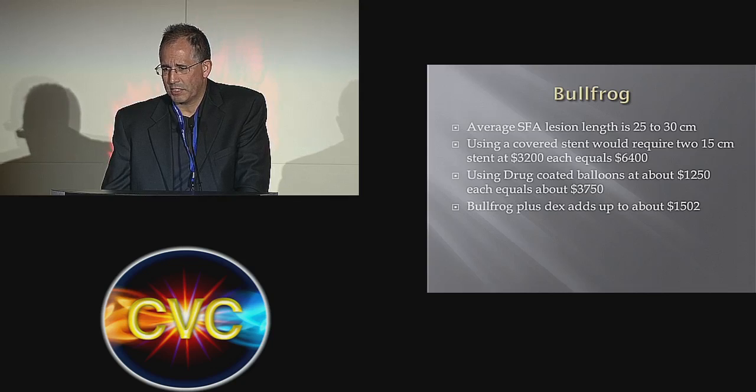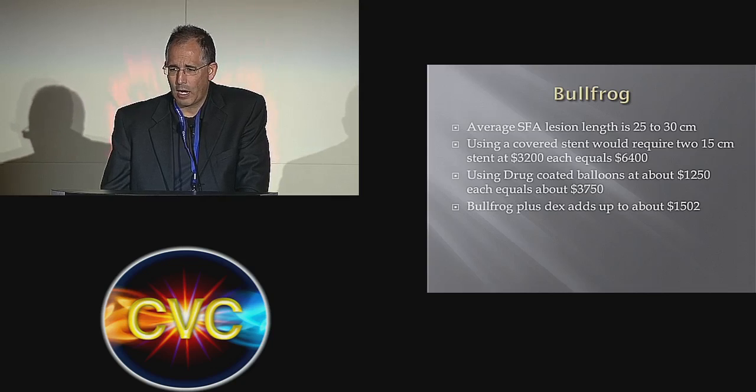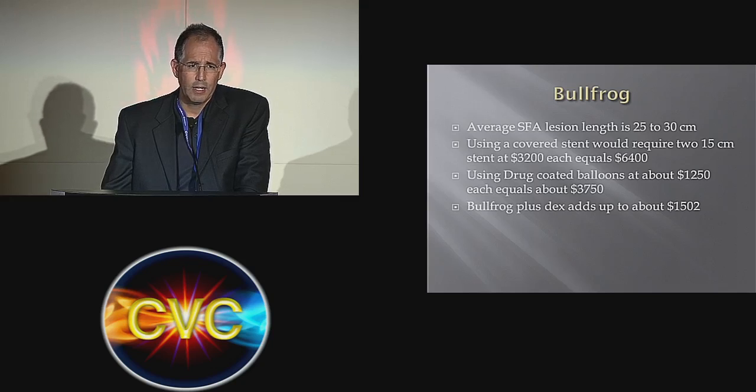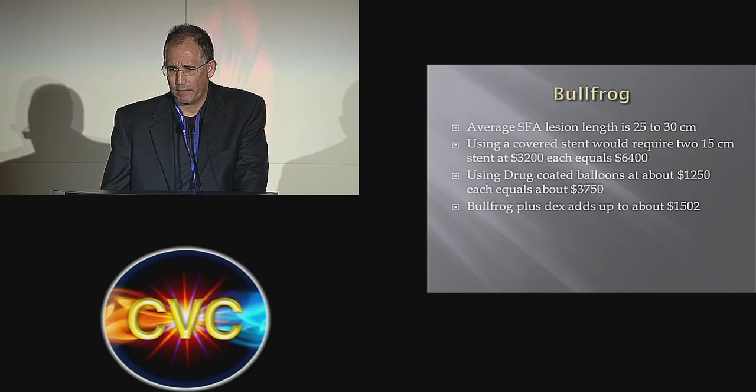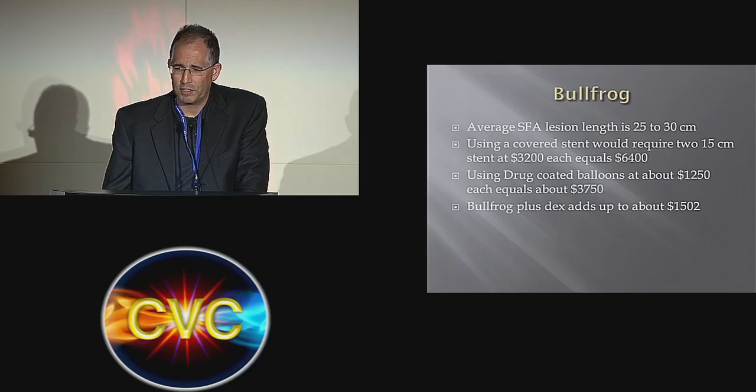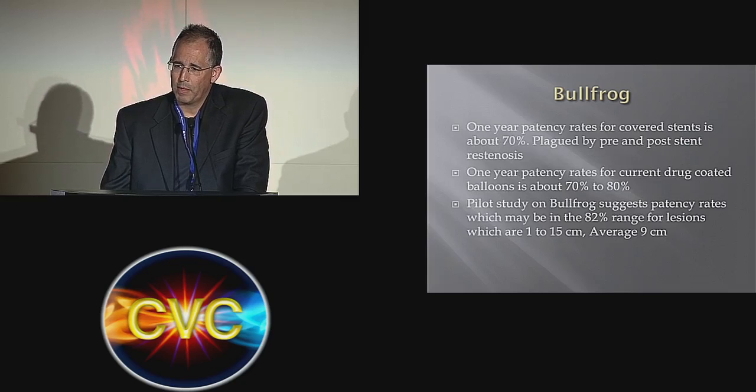Average lesion length in an SFA, we all know, is 25, 30 centimeters, sometimes 40. Using a couple of covered stents, there's a hard dollar cost associated with that. A covered stent is about $3,200, so 2 of them adds up to $6,400. If we treat it with 3 or 4 drug-coated balloons, we're looking at almost $4,000 to $5,000, depending on how many balloons you use and what your lab is able to purchase them for. Whereas the Bullfrog, using that device plus the drug, is relatively cheap in comparison.